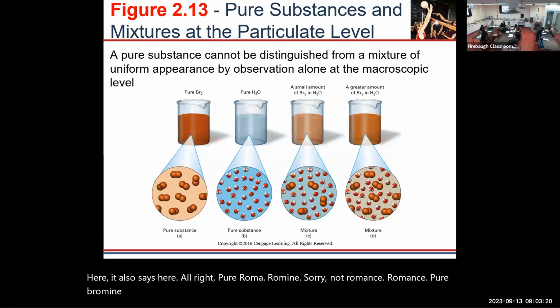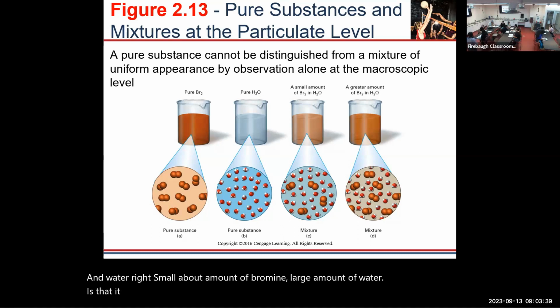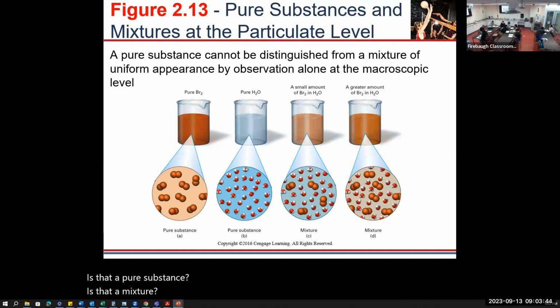And then the second one is water, H2O. Water, pure, okay? Now, if I mix bromine and water, a small amount of bromine and a large amount of water, is that a pure substance? Is it a mixture? Is it homogeneous or is it heterogeneous? Look at it. Does it look heterogeneous? Like if you look at the glass, don't look at the molecules, right?